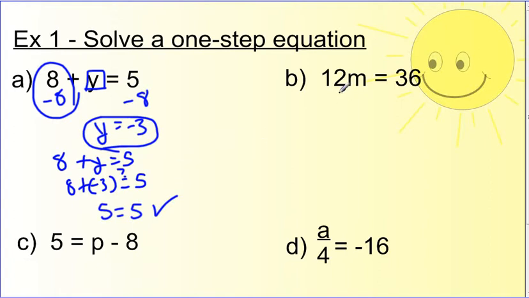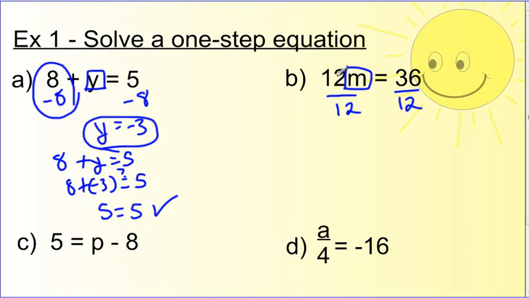Okay, letter B. First off, find your variable. There he is, right there. What math is happening to that? This variable is being multiplied by 12. So then you think, okay, what's the opposite of multiply by 12? Well, divide by 12. Divide by 12.